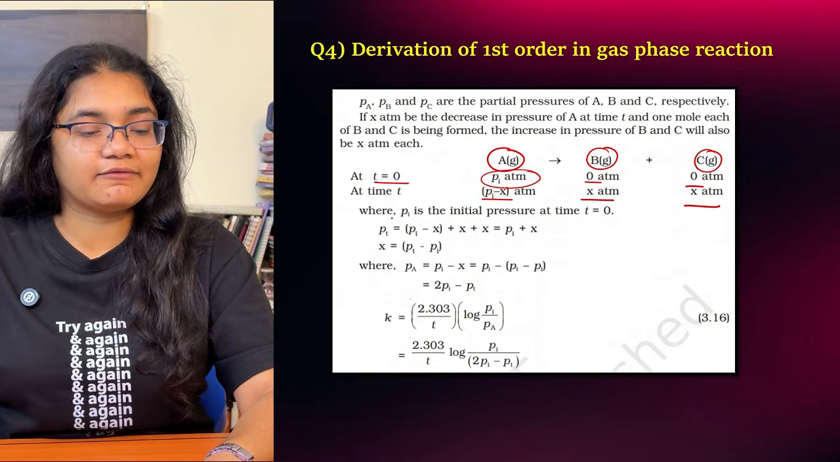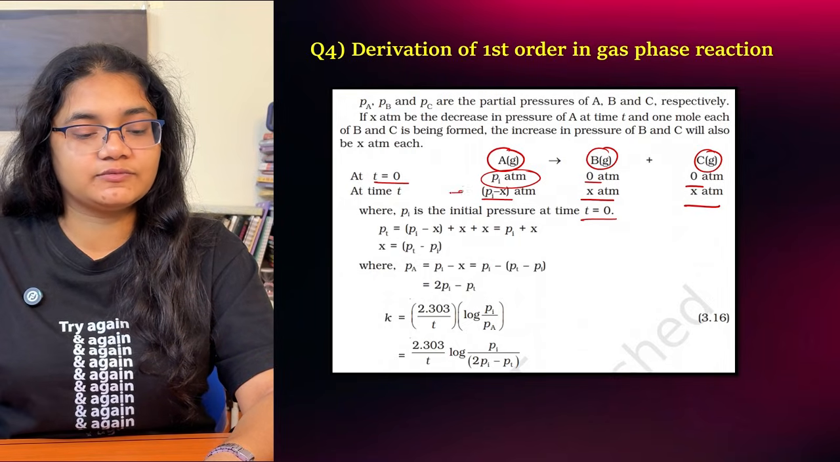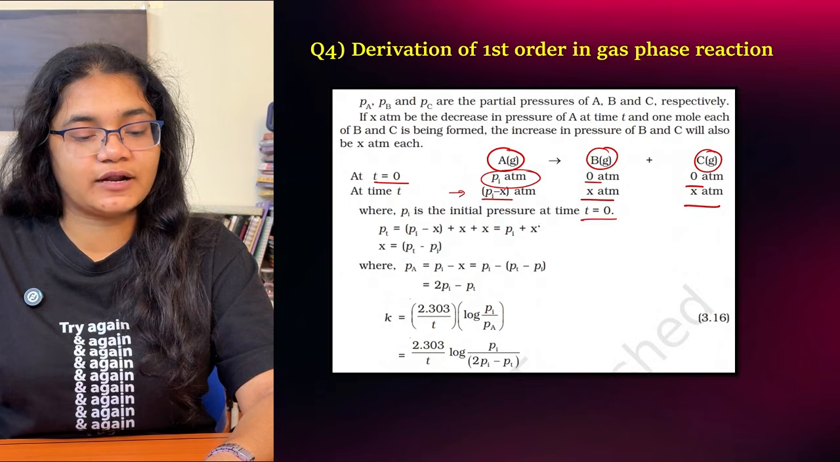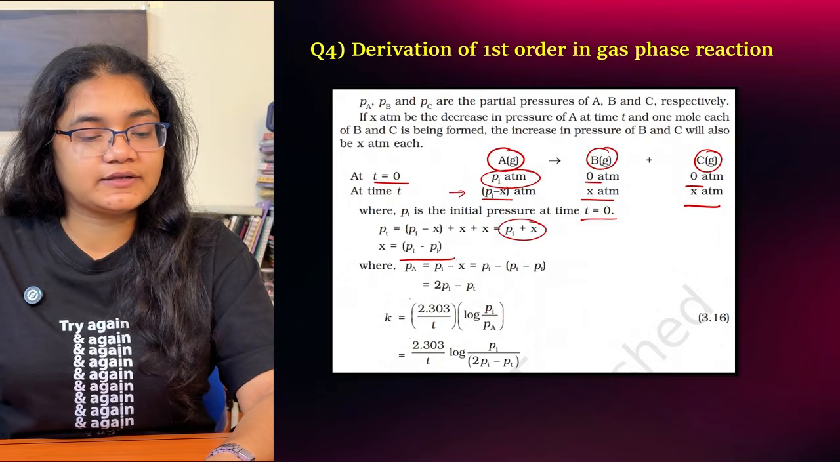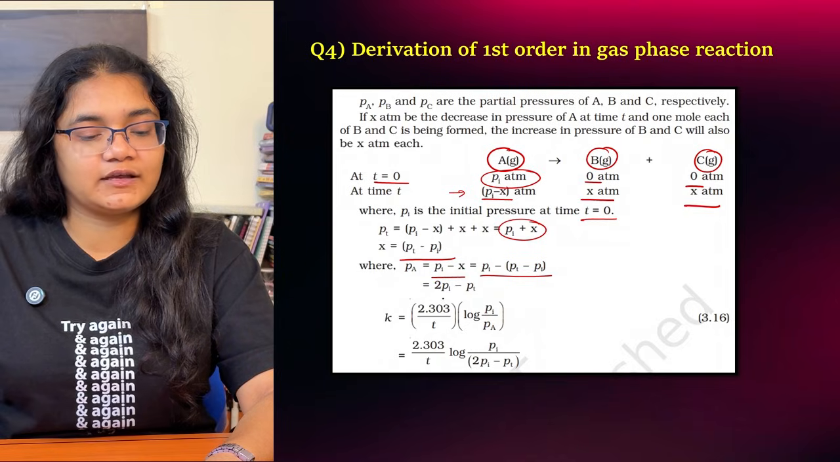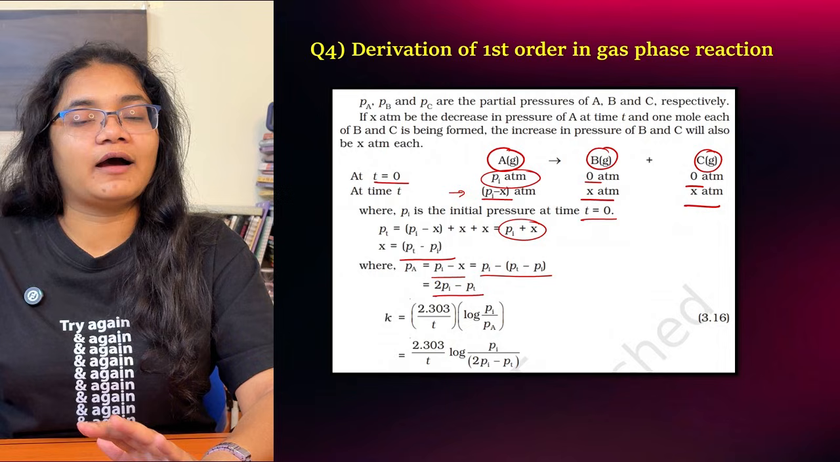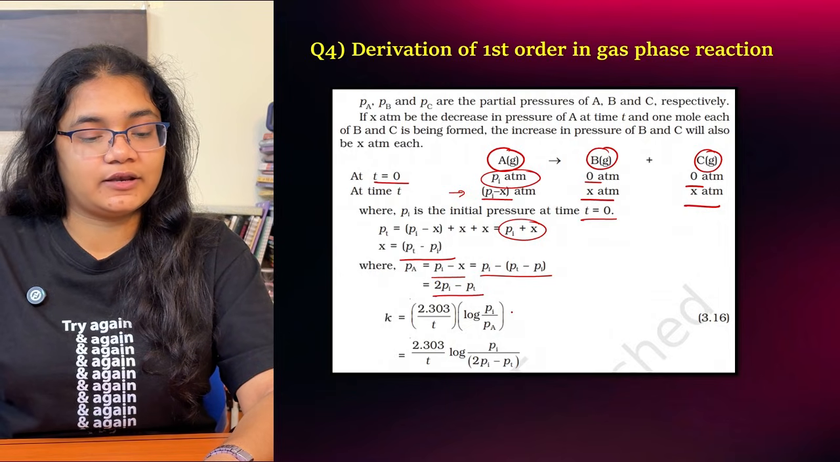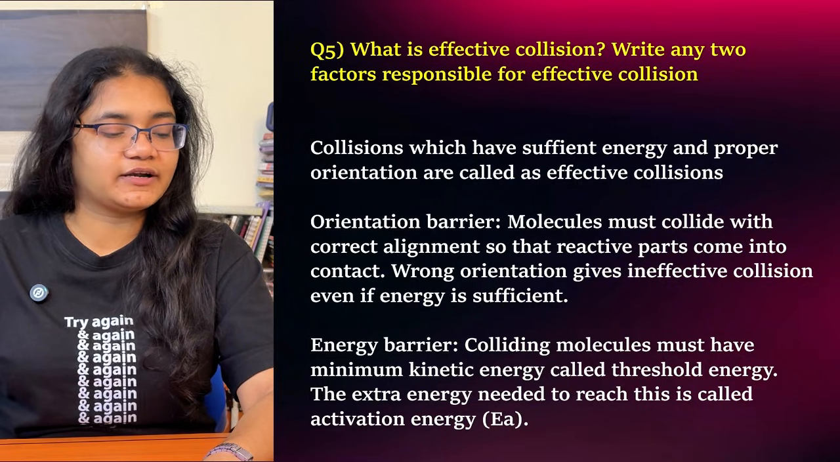Now what will happen, where Pi is the initial pressure at time t equal to 0. The total pressure at this point of time is the addition of all these terms, so that is equal to Pi plus X. Now the X value can be written as P total minus Pi. Next, when PA is equal to Pi minus X, just substitute the value of X here, you'll get 2Pi minus Pt. And then if you write down the normal first order rate equation, you will get this term.